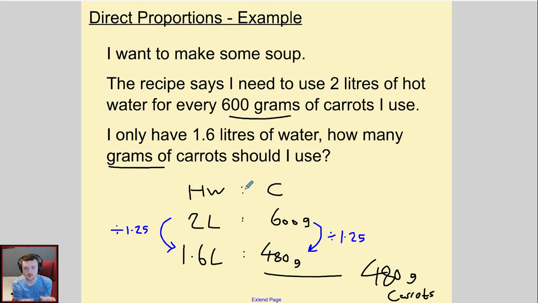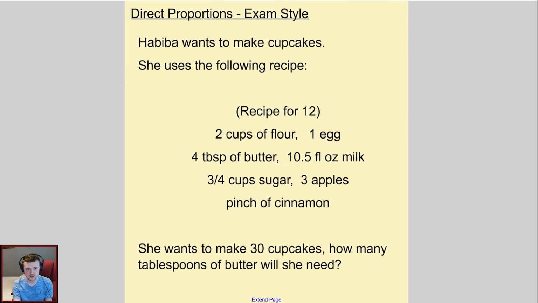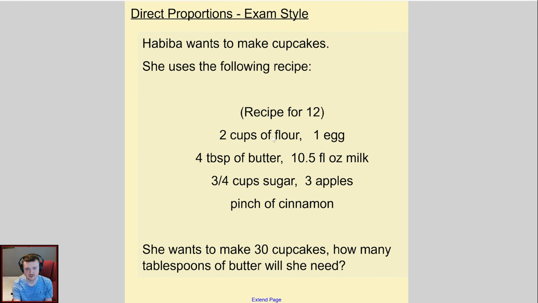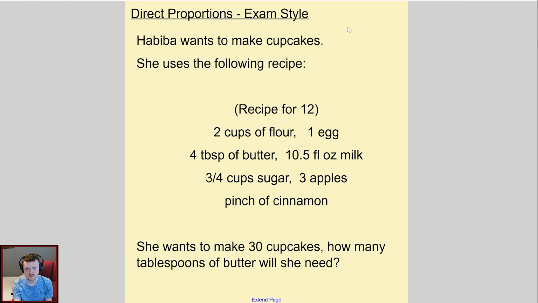One thing comes down or goes up. The other one will come down or go up by exactly the same procedure. So in this case, divided by 1.25. So this one was divided by 1.25 as well. Okay. So here's an exam style question just to show you how little it actually matters about what they're saying, what grams they use, what measurements.